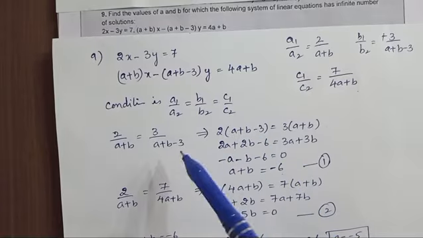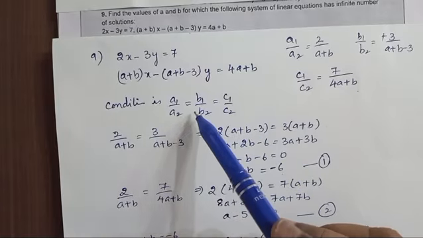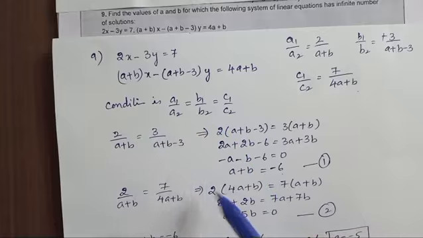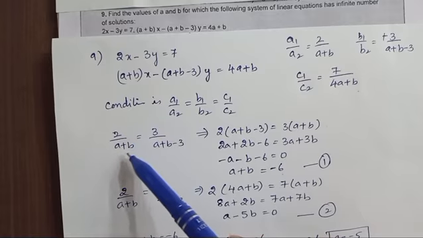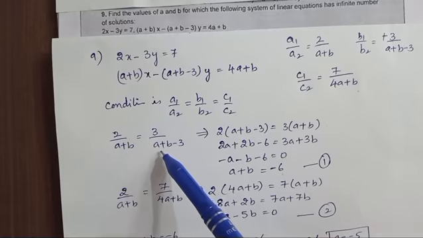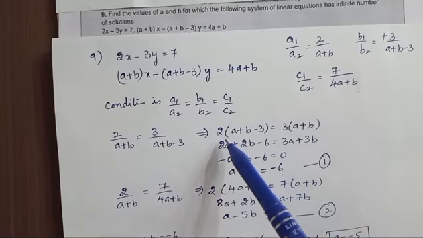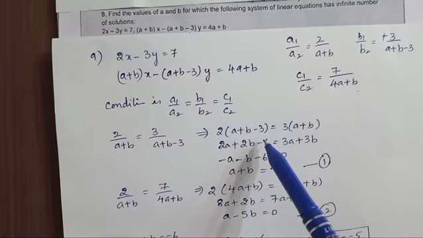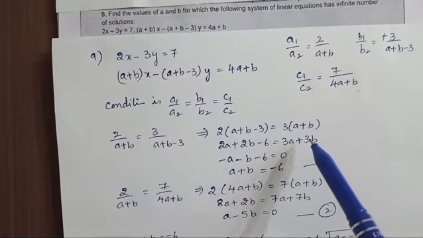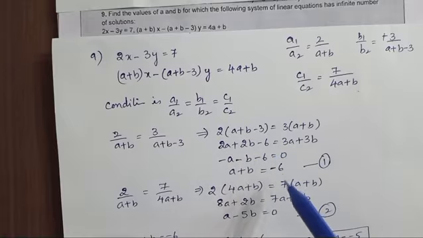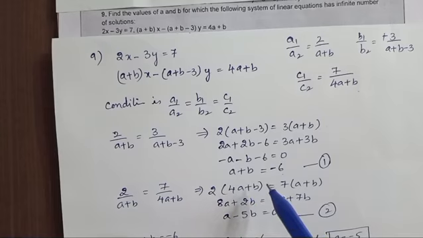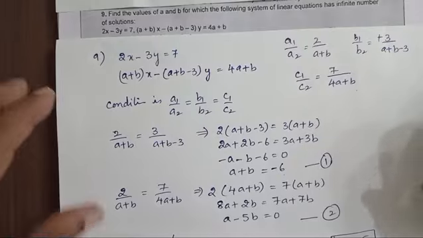Now let me go for the ratios. a1 by a2 is equal to b1 by b2 only. Hence, we have 2 by (a plus b) is equal to 3 by (a plus b minus 3). So, cross multiplying, we get 2 into (a plus b minus 3) is equal to 3 into (a plus b). By simplifying it, we get a plus b is equal to minus 6. This becomes our first equation.